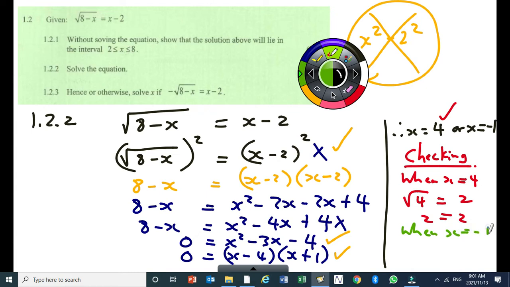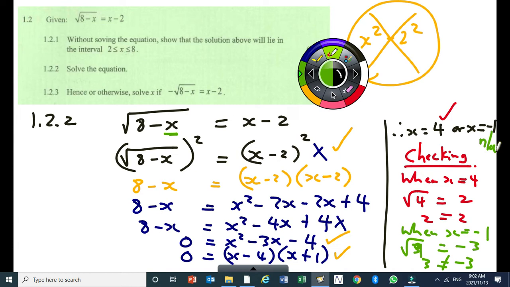When x is equal to minus 1, if I put minus 1 here, I'll get 8 minus minus 1, which gives me the square root of 9, which is going to be 3. On the right hand side, I'll get minus 1 minus 2, I'll get minus 3. The square root of 9 is 3. So this is not possible.